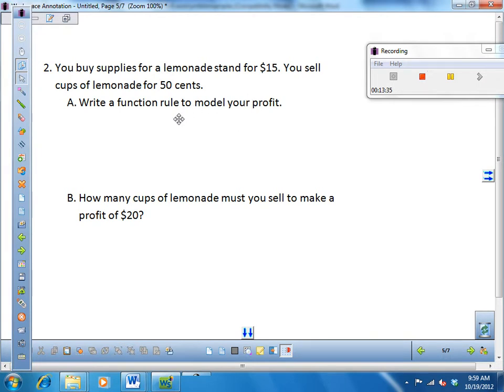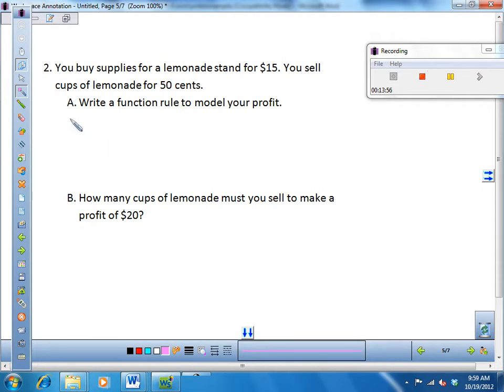In my kids' case, it's all profit because they don't spend the $15. Daddy buys the supplies for $15. Okay? But anyway, who can tell me how to do this?